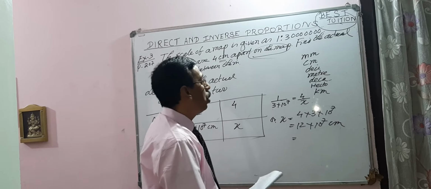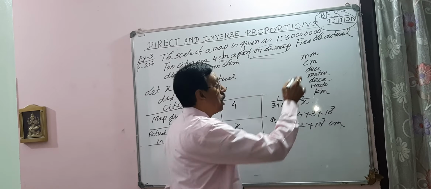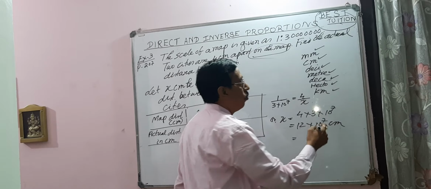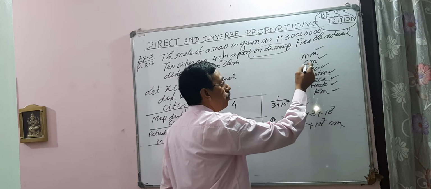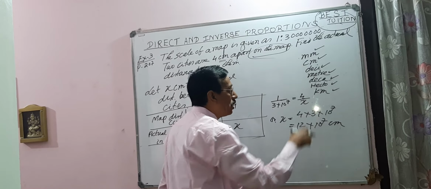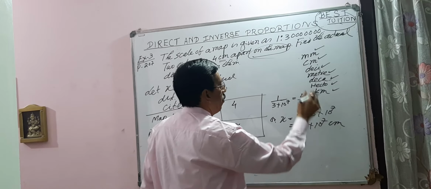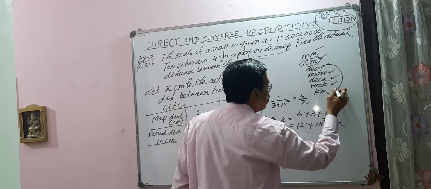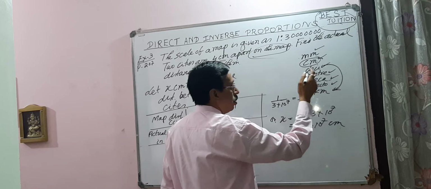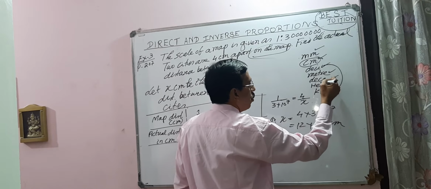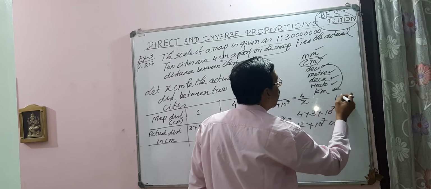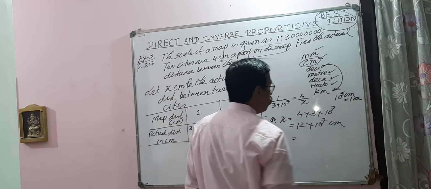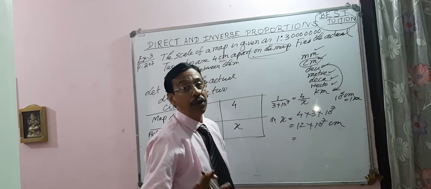Let us see. You know that you have to memorize this: milli, centi, deci, meter, deca, hecto, kilo. 10 millimeter is equal to 1 centimeter, 10 centimeter is equal to 1 decimeter, like this way. Now you are in centimeter here, so you have to come from this to this. So how much 10 is there? 1, 2, 3, 4, 5. So you shall write 10 to the power 5 centimeter is equal to 1 kilometer. So we have to divide this by 10 to the power 5.